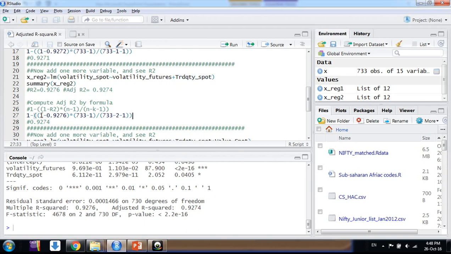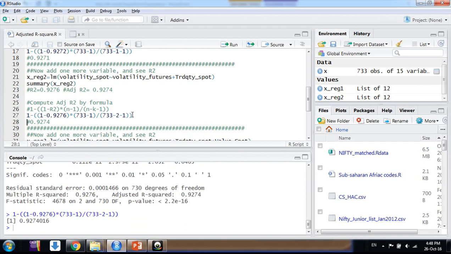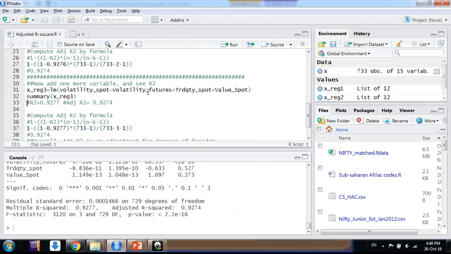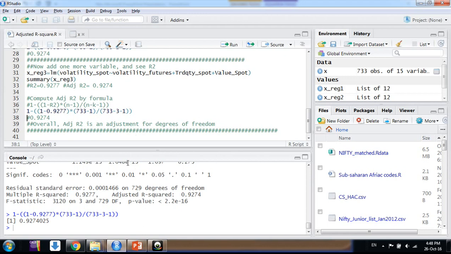Now when we run this formula, 1 minus (1 minus 0.9276) times (733 minus 1) divided by (733 minus 2 minus 1), this gives 0.9274, checked and correct. Similarly, when I have three variables and want to compute that, I can do the same thing. It again matches 0.9274.